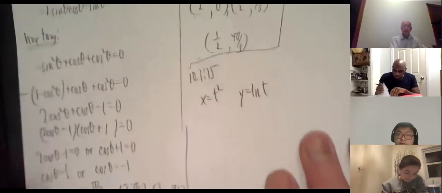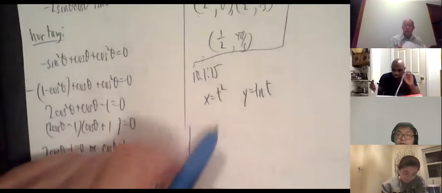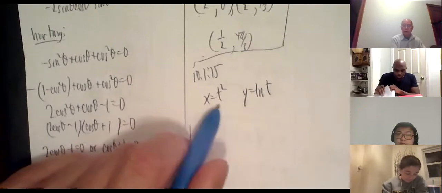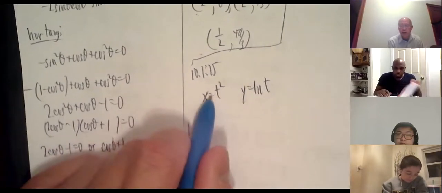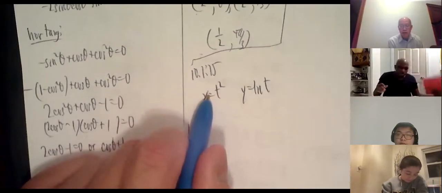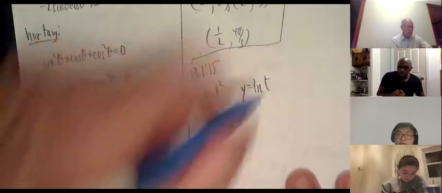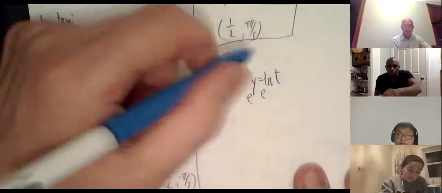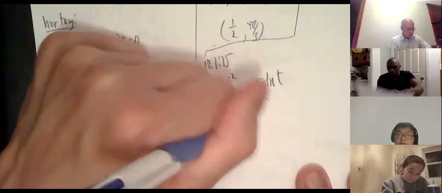Okay, so let's eliminate the variable. So I have to solve for t either here or here. If I solve for t here, I'd have to include a plus or minus. I don't want to do that. So let me solve for t here. I can exponentiate, like that. So t is equal to e to the y.